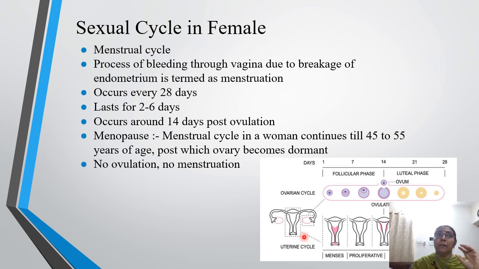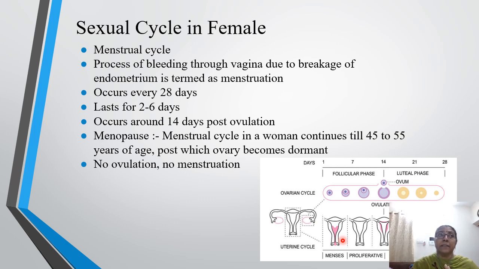And how or when does it occur? So after 14 days of formation of the mature egg, the ova gets released into the fallopian tube, and within the next 14 days, the process of menstruation will start. That is, 14 days post ovulation, the menstruation will start.